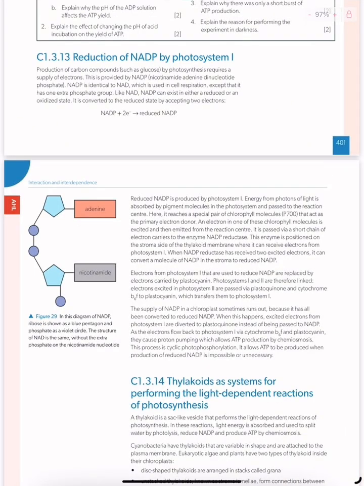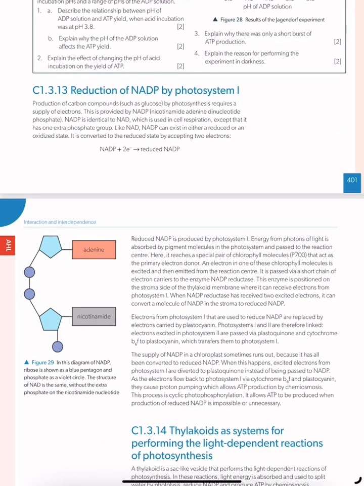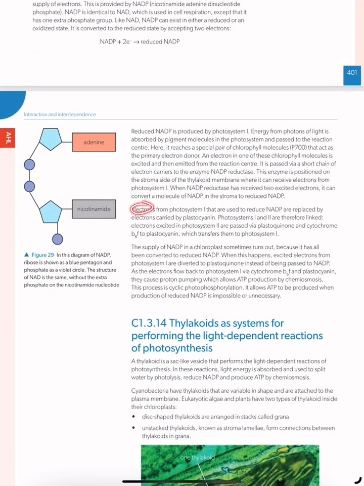So let's talk about the reduction of NADP by photosystem 1. Photosystem 1 has NADP reductase, which uses electrons to reduce NADP into NADPH, which can also be called reduced NADP. Electrons that are used to reduce NADP are replaced by electrons carried by plastocyanin.